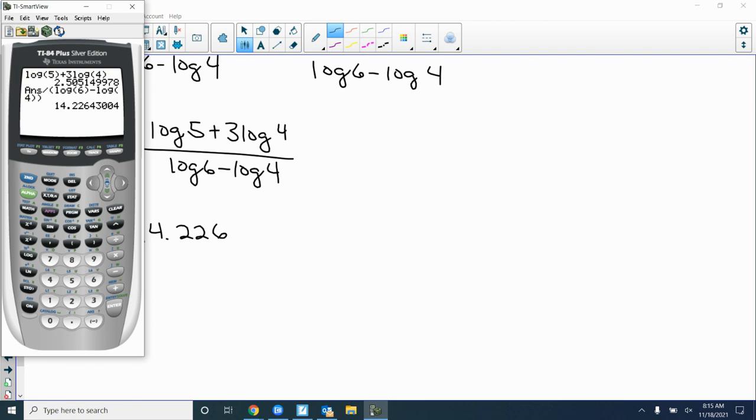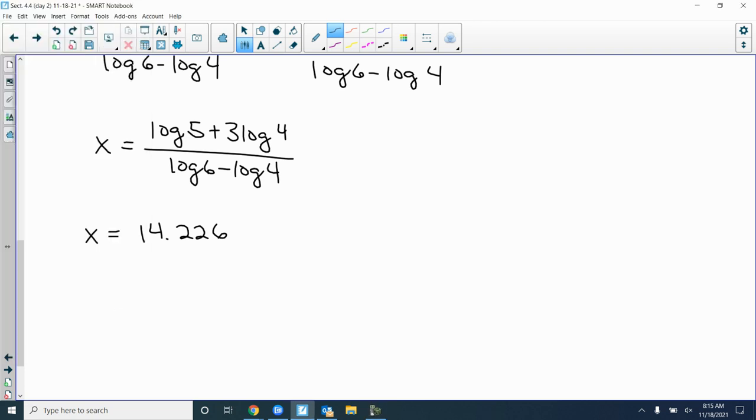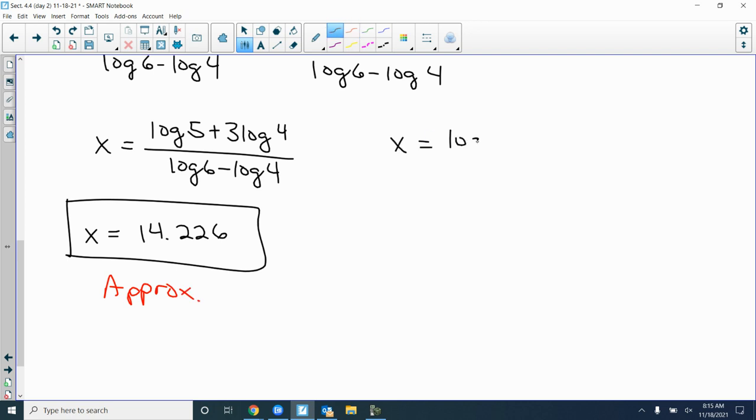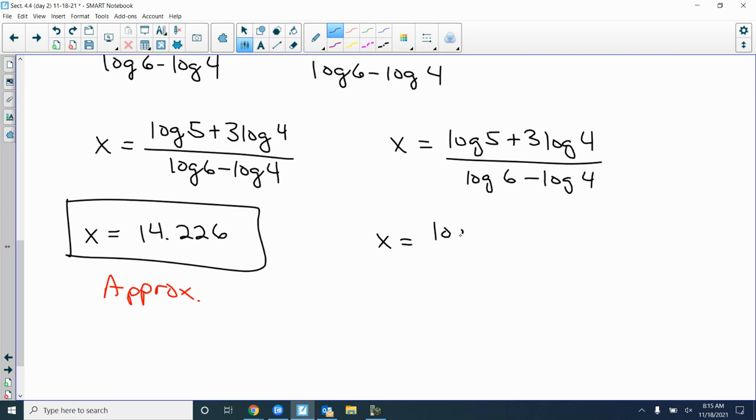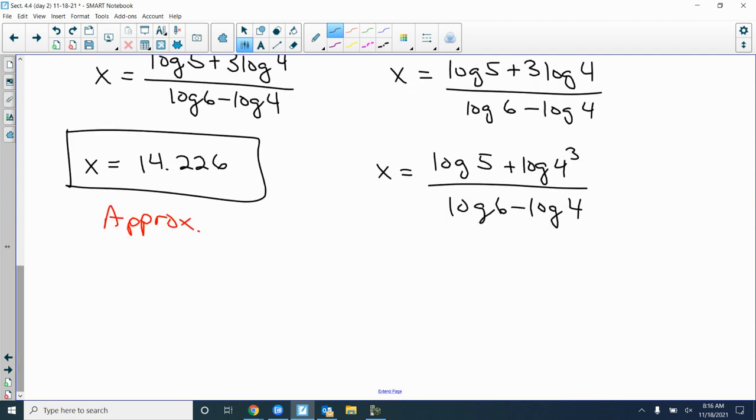Now, all right, exact form. I want the exact form. So I'm going to start. So this is approximate because it's rounded off. Okay, so for the exact, I'm going to start with x equals log of 5 plus 3 log of 4 over log of 6 minus log of 4. All right, that becomes a power. That 3 in front, I only got one coefficient. And I'm just going to take maybe an extra step. I know a lot of you might just do some of this in your head. Absolutely fine, but just for notes, I'm going to write it out.